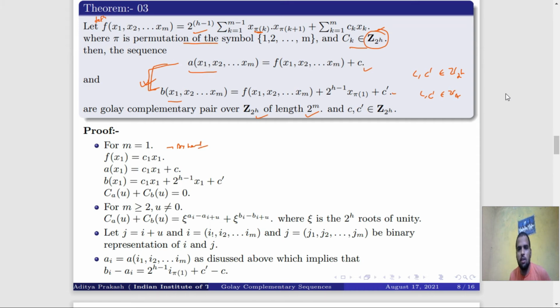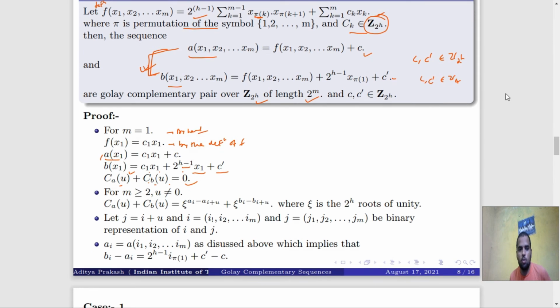Okay, f(x1) is equal to c1 x1, because by the definition of f, a(x1) gets c1 x1 plus c, and b(x1) gets c1 x1 plus 2 to the power h minus 1 x1 plus c dash, and we calculate that the autocorrelation of a plus that of b is equal to 0. There is nothing more to conclude about m equal to 1.